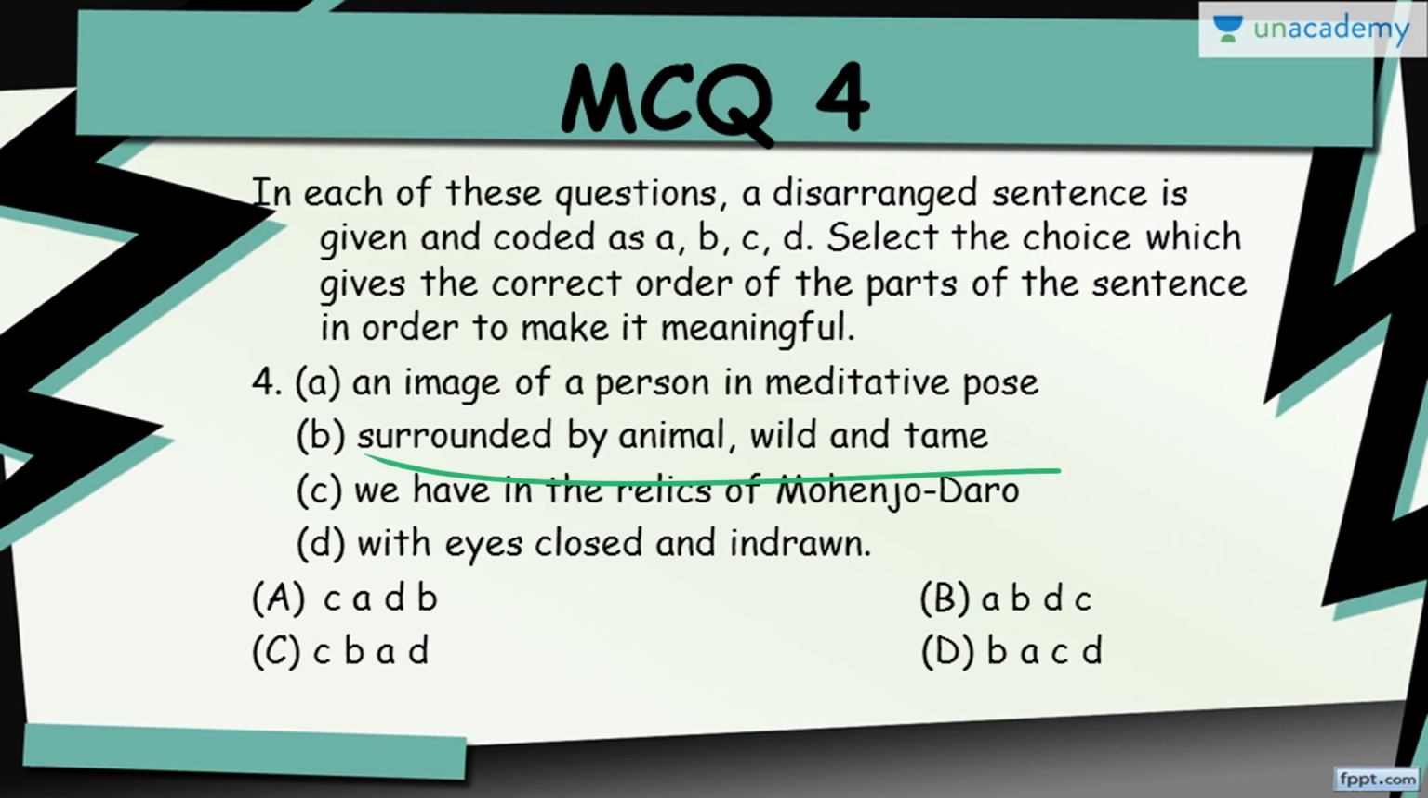We know the sequence is C, A, D and B. We'll first say C, we have, then it's going to be A, then it's going to be D and then B is the last part of the sentence.